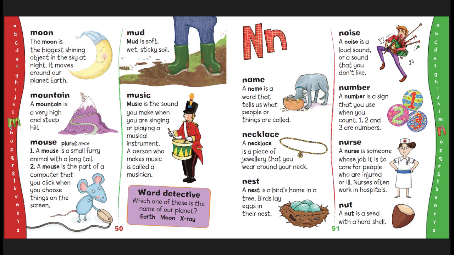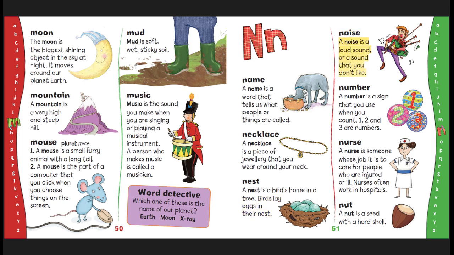N. Name. A name is a word that tells us what people or things are called. Necklace. A necklace is a piece of jewelry that you wear around your neck. Nest. A nest is a bird's home in a tree. Birds lay eggs in their nest.